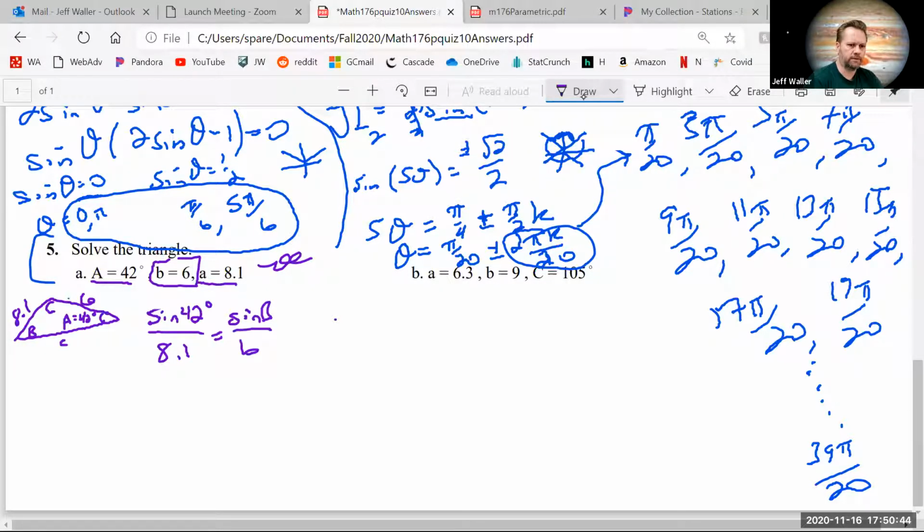So here's what I always do. Let me see if you guys are cool with this. You got to be cool with me just multiplying the 6 up, and then I can take an inverse sine. So I'm just going to do all of that before I throw anything in the calculator. There's a 6 sine of 42 degrees over 8.1.